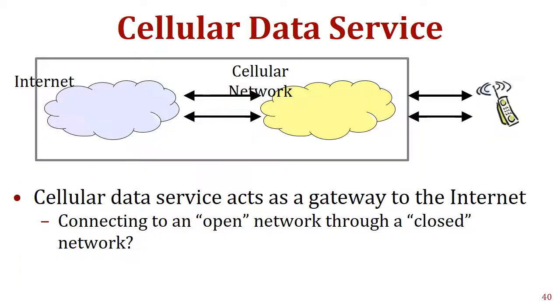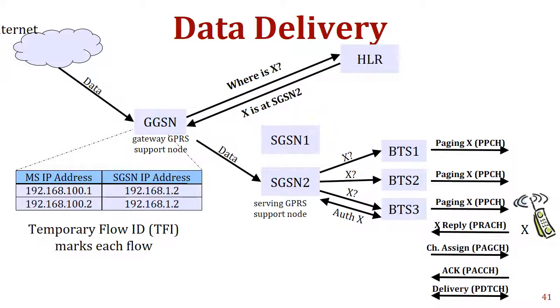Besides messages and voice calls, cellular data is a very important service. It acts as a gateway to the internet. A mobile device can connect to the open network basically through the cellular network, which is a closed network. So how does it work? You can see more details from this infrastructure. Basically, you can see the process is quite similar to the short message, right?